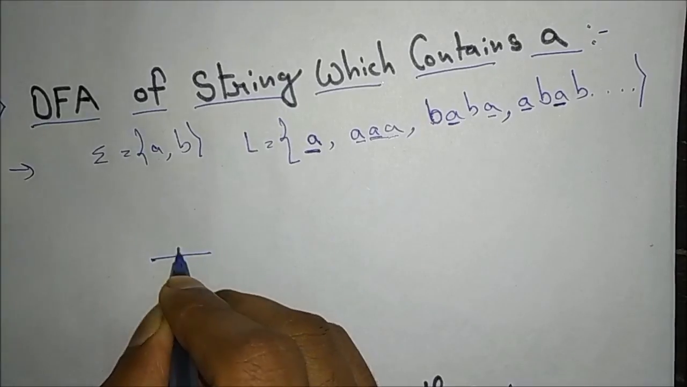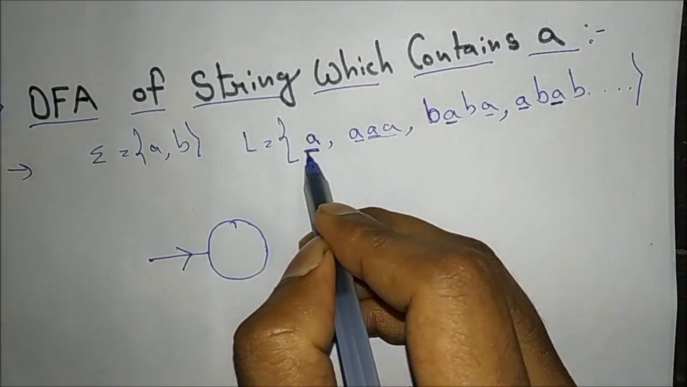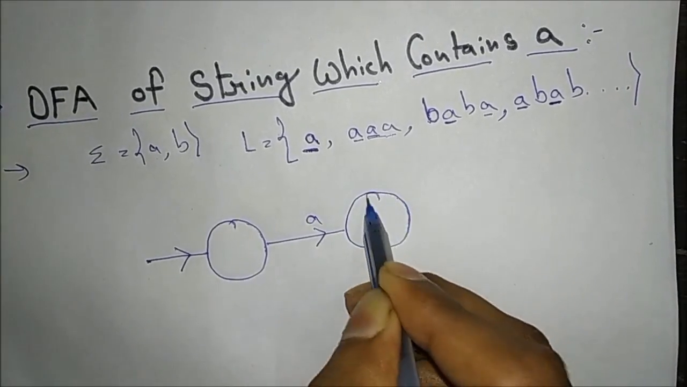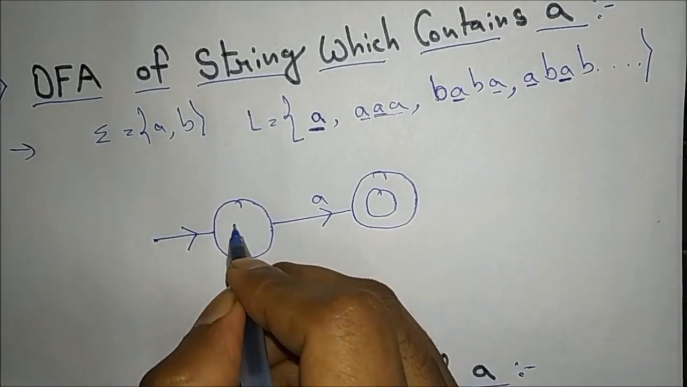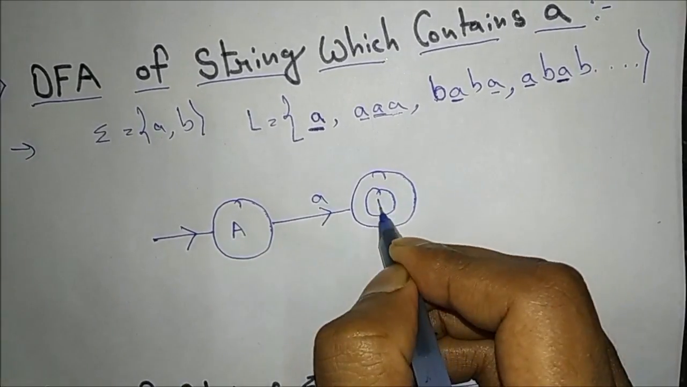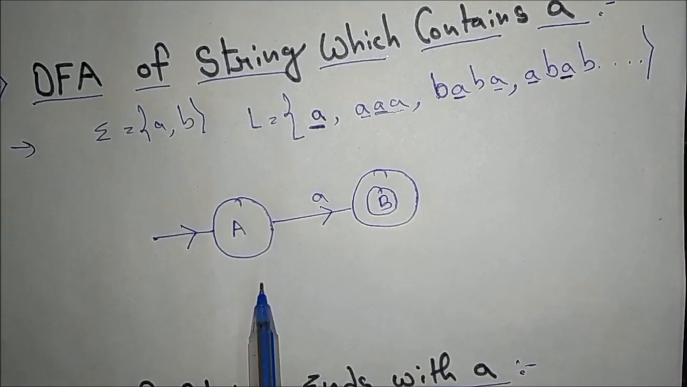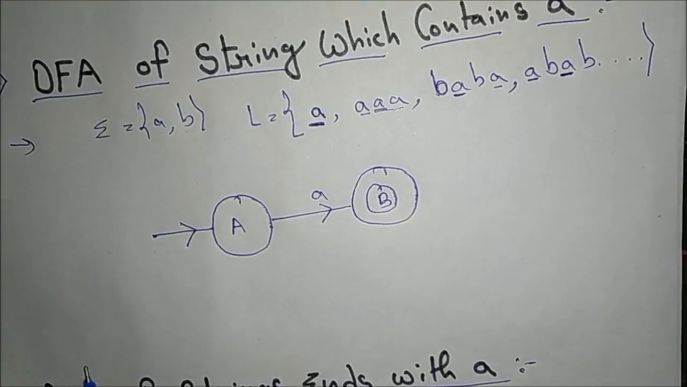So the DFA will look like this. We are drawing the DFA for the smallest string A. After seeing A, we move to the accepting state. Now for this state, I have shown the A transition but I have not shown the B transition, so it is not a DFA. I have to show the transition for the input B also.